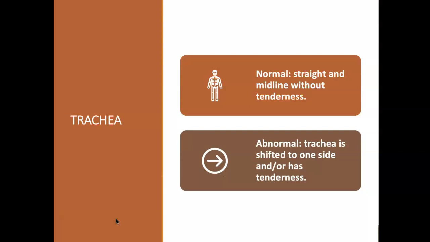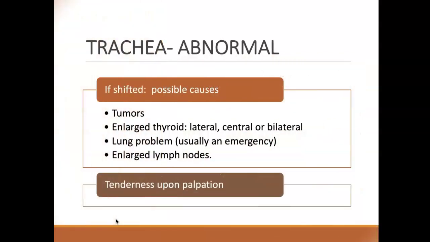And again, here it should be normal, straight, midline without any tenderness. Abnormal would be if the trachea was deviated or shifted to one side or the other, or may have some tenderness. Possible causes could be a tumor, maybe the thyroid, there may be underlying thyroid issues. That lung problem, which I described, is usually an emergency, or enlarged lymph nodes. There may be some tenderness on palpation. Again, that would be listed as abnormal.